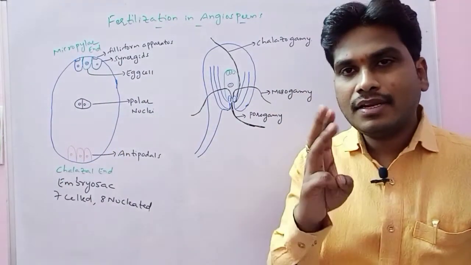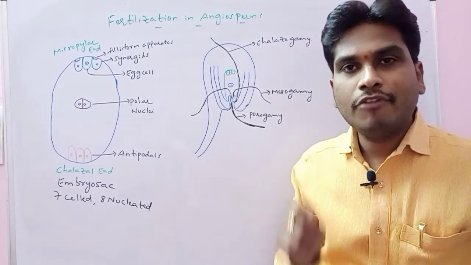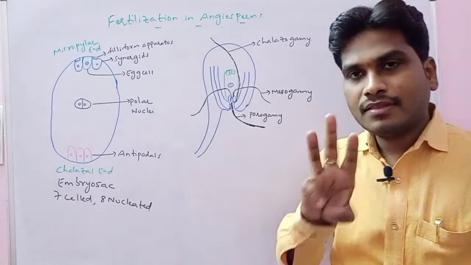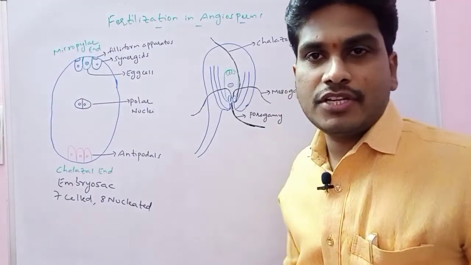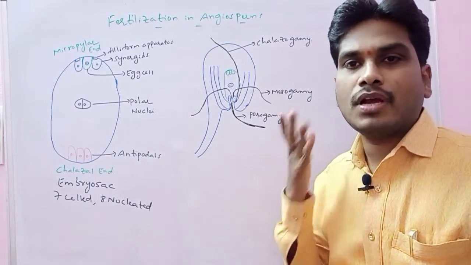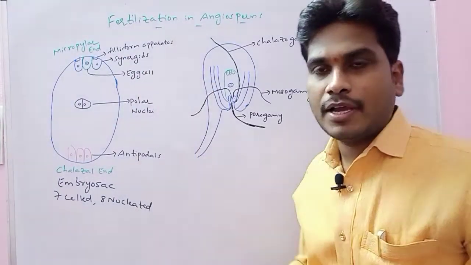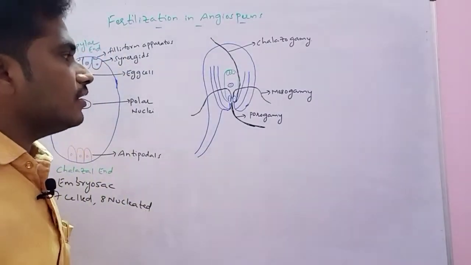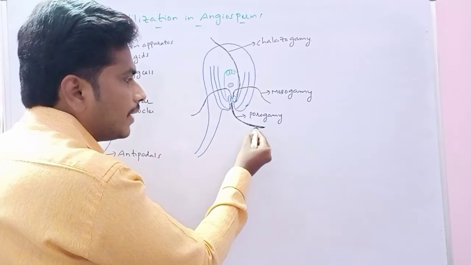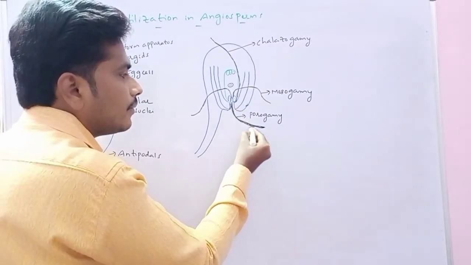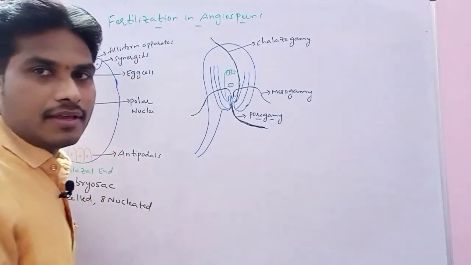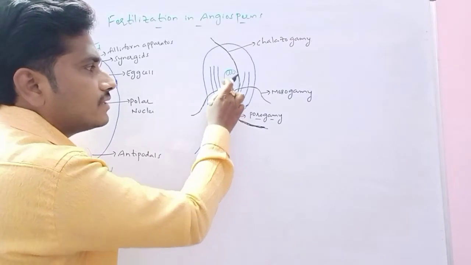Now we will see the 3 methods by which the pollen tube reaches the egg cell or the polar nuclei. The 3 methods are chalazogamy, porogamy, and mesogamy. As we know, there is the chalazal end and the micropylar end. First, porogamy: if the pollen tube enters the embryo sac through the micropylar end, we call it porogamy. Like this it enters and fuses with the egg cell and then the polar nuclei.